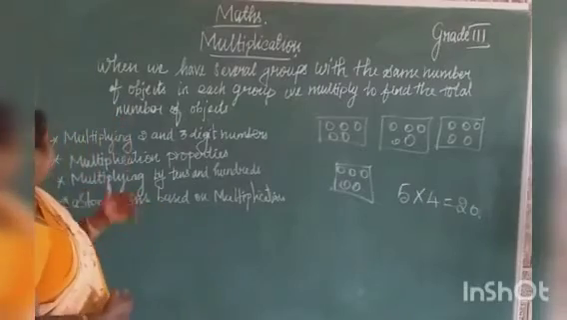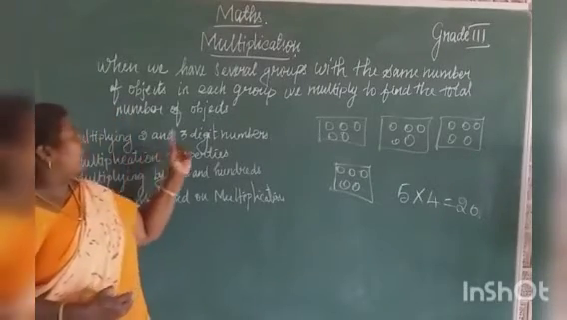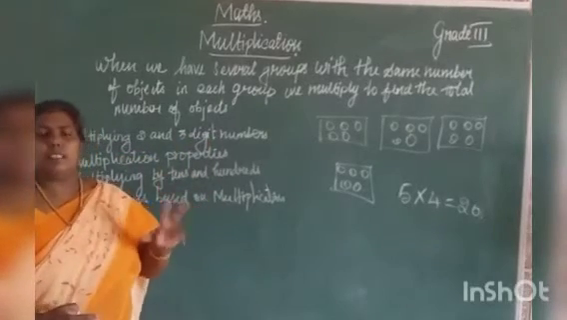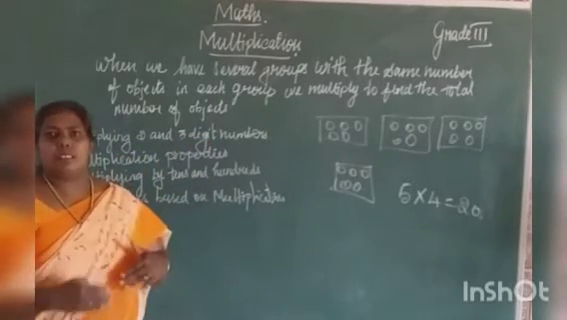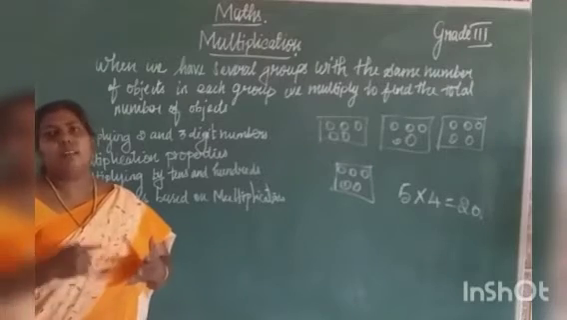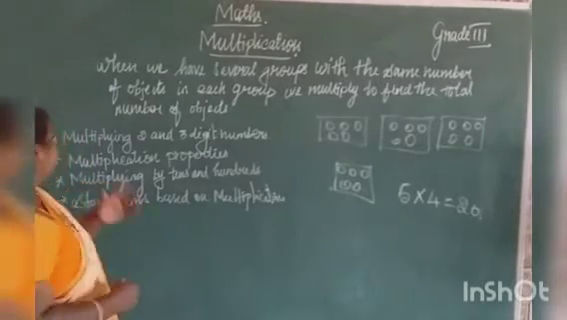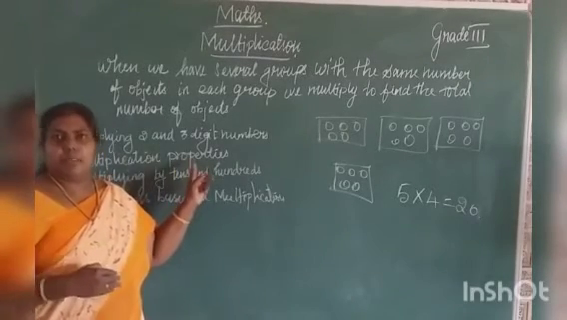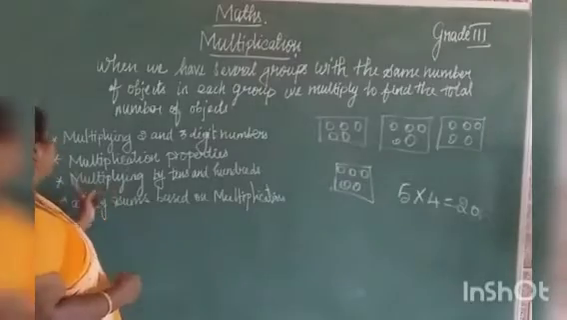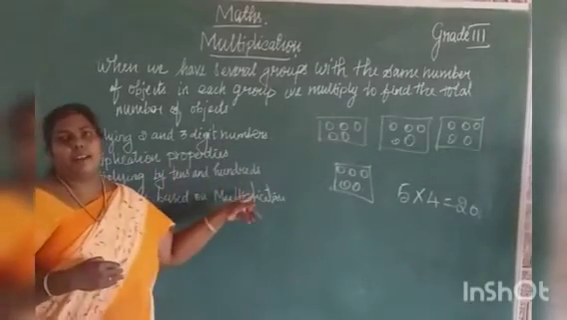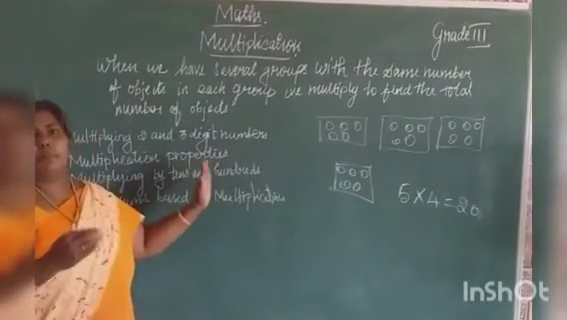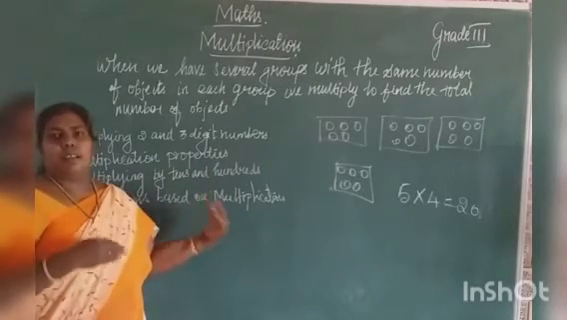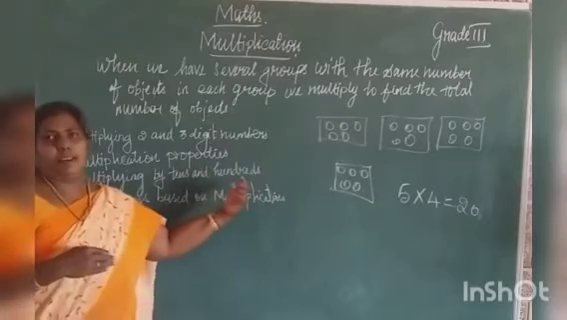We are going to discuss multiplying 2 and 3 digit numbers. In grade 2 you learned single digit multiplication. In this chapter you are going to learn 2 digit and 3 digit numbers. Next, we are going to learn the multiplication properties. Then multiplying by tens and hundreds. Here you are going to learn multiplying by tens and hundreds.